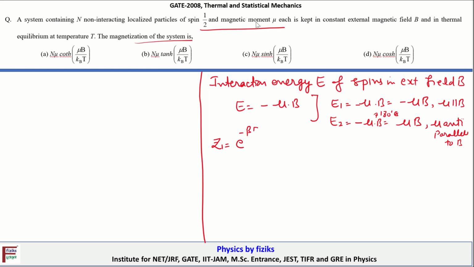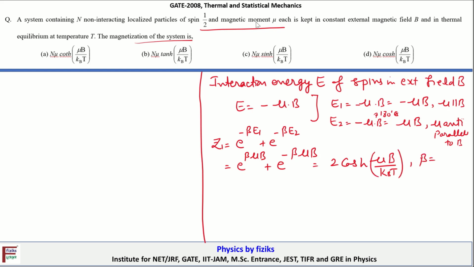Therefore the partition function for a single spin is Z1, that is equal to exponential of minus beta E1 plus exponential of minus beta E2, and that is equal to exponential of beta mu B plus exponential of minus beta mu B, and that is equal to 2 cosh of mu B upon kT, where we have used beta equal to 1 by kT.